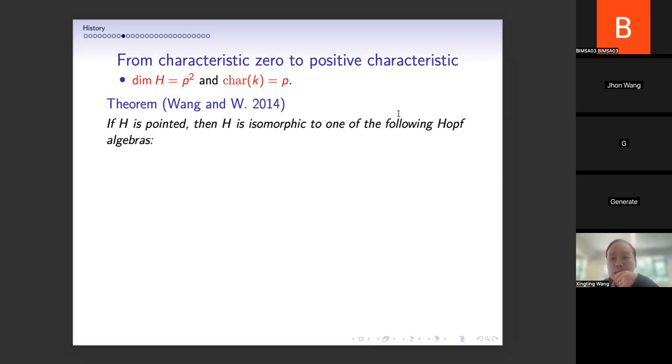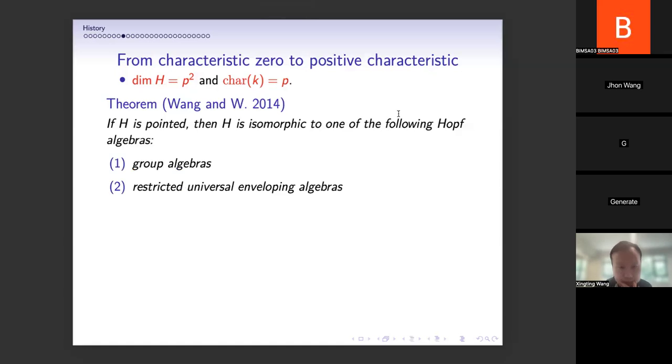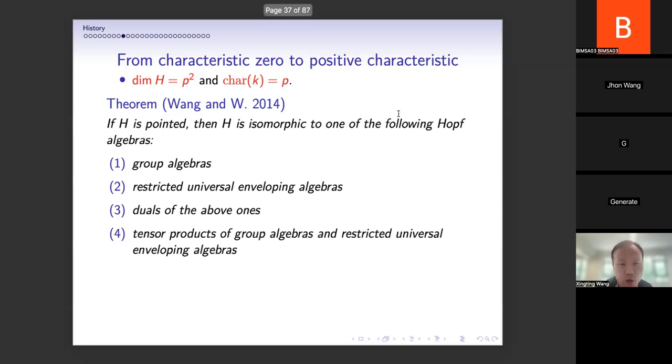So we add one more condition to H. Assume H is pointed. As I commented before, pointed means the co-representation category has all irreducibles of dimension 1, or you can say the dual Hopf algebra is a basic algebra. Then we have these cases, which we completely classified. It has to be one of these classes: group algebras as usual, and then Lie theory kicks in, restricted universal enveloping algebras, and you can take vector space duals. And also you can take tensor products.